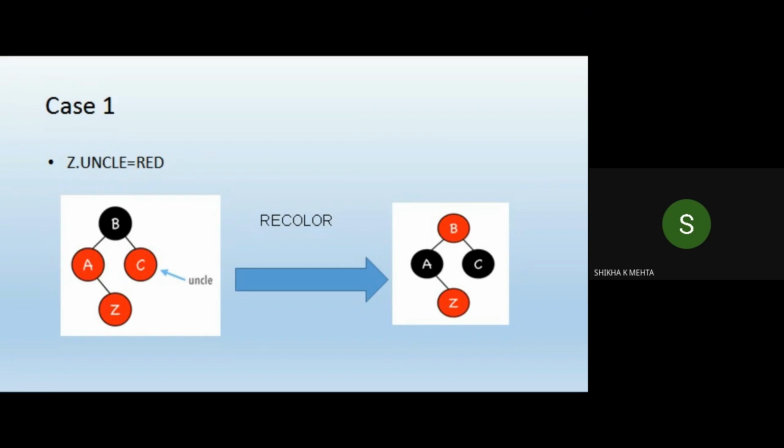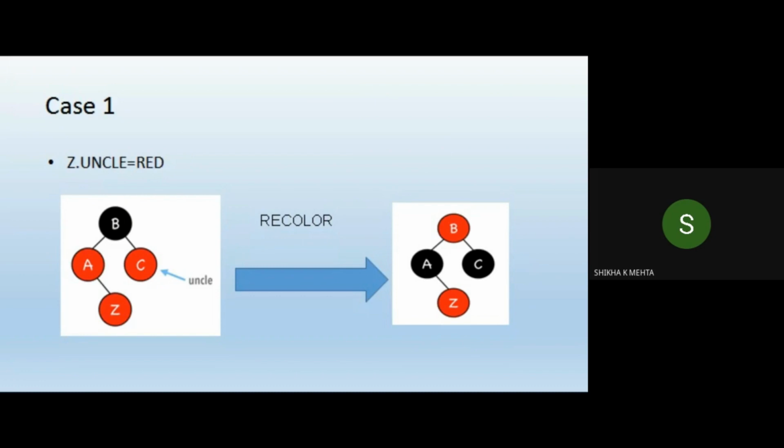For the time being, just remember that if z's uncle is red, that means it is a red node. The parent is A and the parent's sibling is the uncle, so the C node is the uncle node and it is red in color. The only operation we have to apply is recolor: we recolor A and C as black nodes, and we recolor the B node as a red node. We'll be doing complete examples, and then we will see how the violations go up the tree. First you have to remember the various strategies that we have to adopt.